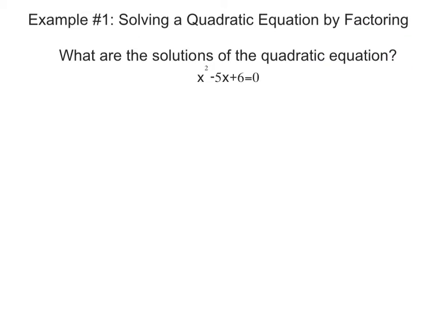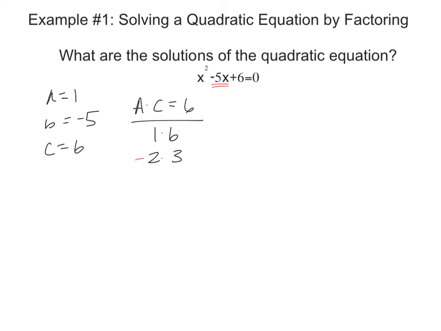So in example 1, we're asked to solve a quadratic equation by factoring. We've already done this, okay? This is where we state our A, B, and C, and then we use the AC method to determine what our factors would be. So A equals 1, B equals -5, and C equals 6. So AC, or A times C, will give us 6, and the factors of 6 are 1 and 6 and 2 and 3. So the factors that will add up or subtract to give you -5 are -2x and -3x.